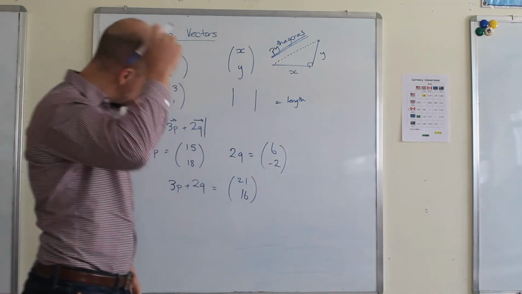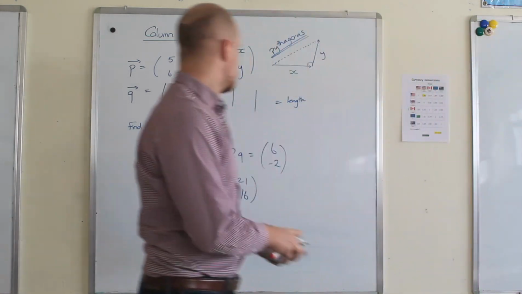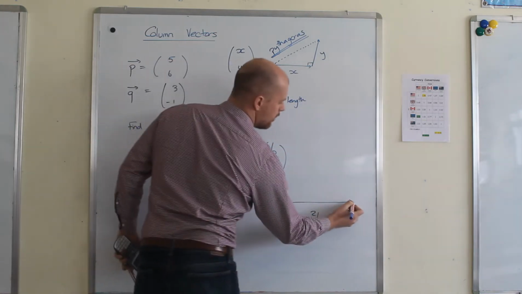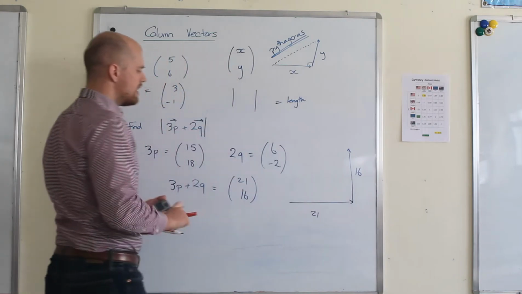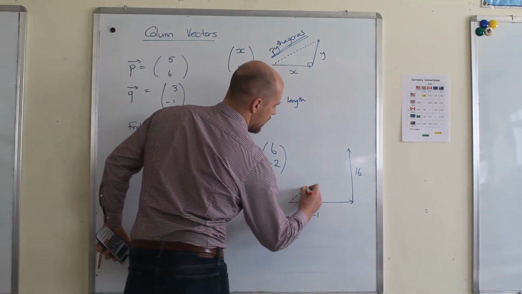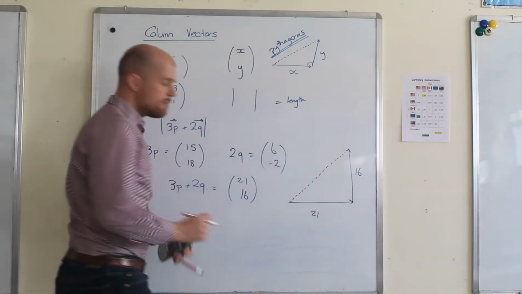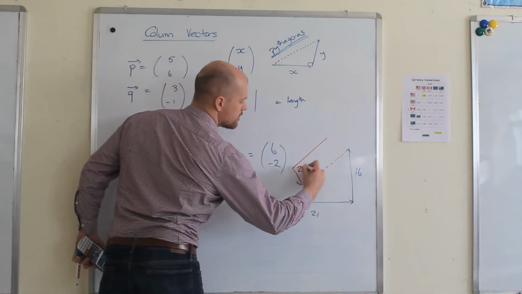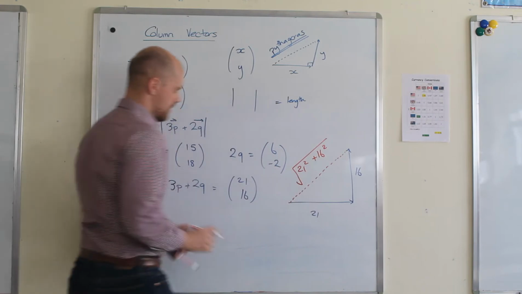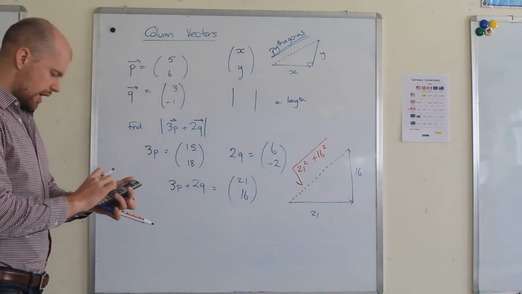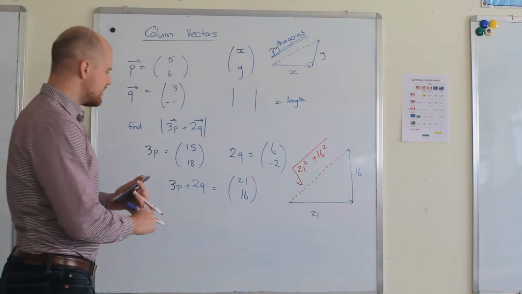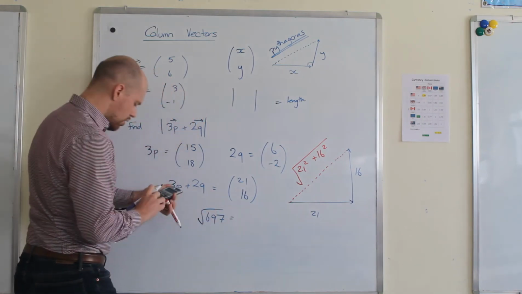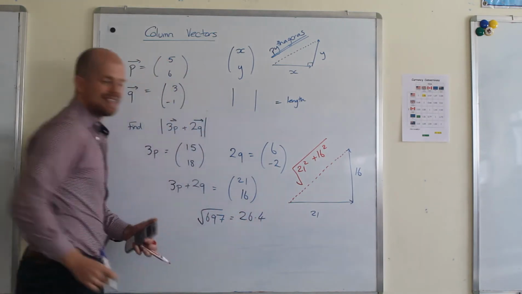So what that means is that I go 21 to the right. So I go 21 this way. And then I go 16 up in total. And what I need to do is find this length here. So in my calculator I use Pythagoras' theorem and I do root of 21 squared plus 16 squared. Just put it on your calculator and you get root 697, which is 26.4. So either root 697 if you want to leave it in surd form, or 26.4 to 3 significant figures.